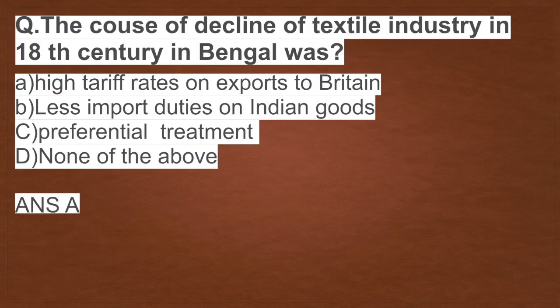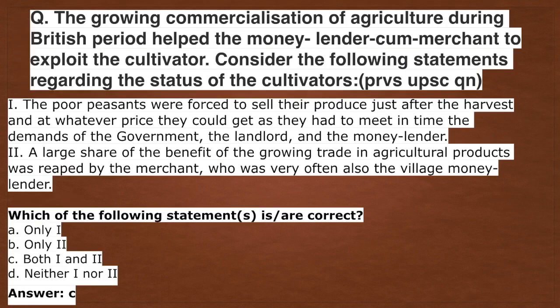The cause of the decline of the textile industry in 18th century Bengal was: A. High tariff rates on exports to Britain, B. Less import duties on Indian goods, C. Preferential treatment, D. None of the above. The right answer is A, high tariff rates on exports to Britain. The British imposed high tariff rates, about 500% on Indian exports, which automatically affected Indian exports to Britain. Hence, the right answer is A.